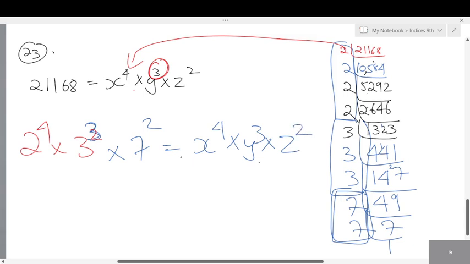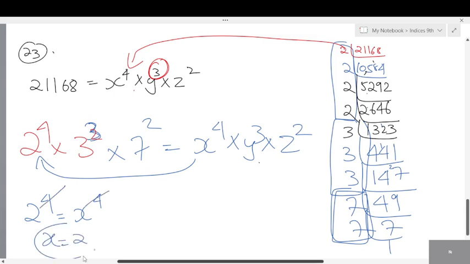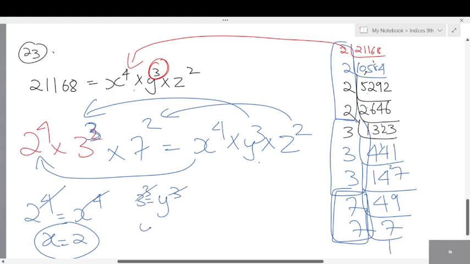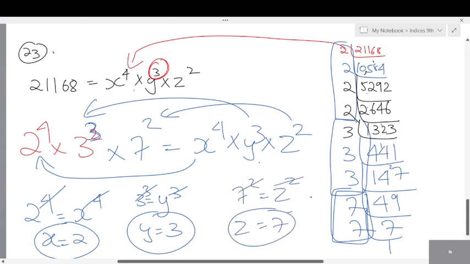Now compare this. This is what I told you all in the beginning. Compare the values. 2 to the power of 4 is equal to x to the power of 4. Which one gets cancelled? The power. What's the answer? 2. Compare this. Tell me the value of y. 3 cube is equal to 3, so y is equal to 3. Next, z is equal to 7. So I had gone wrong in this factorization part. Okay, factorization.